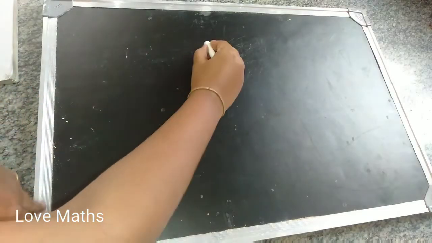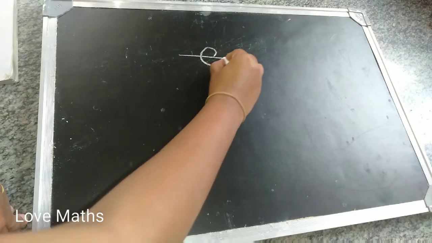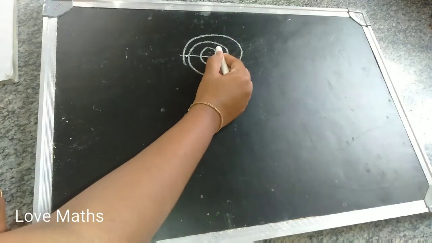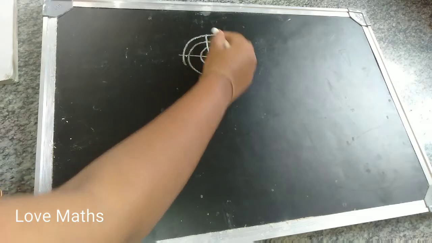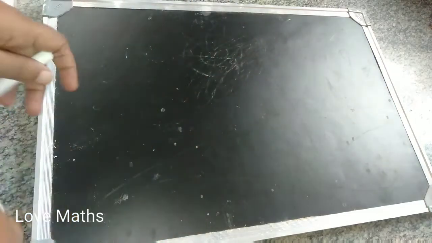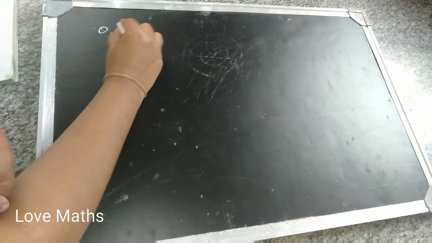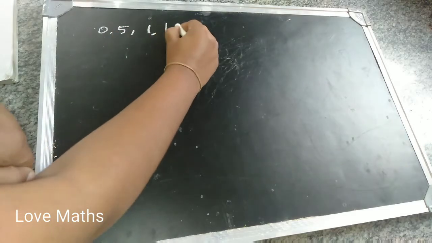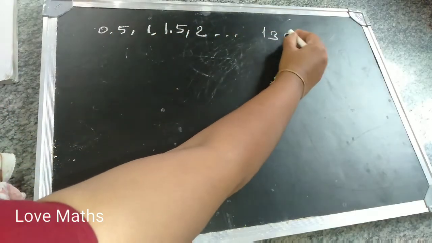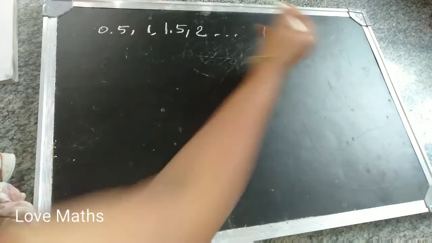So each circle is like this one, like this, like this. The first radius is 0.5, next is 1, next is 1.5, next is 2, like that the radii are there. So we have to write 0.5, 1, 1.5, 2, like that for the 13 semicircles. 13 rounds like that.